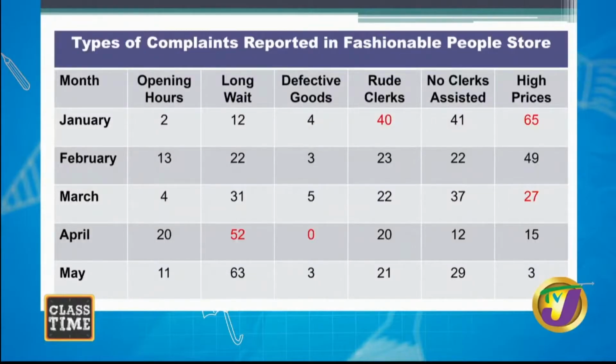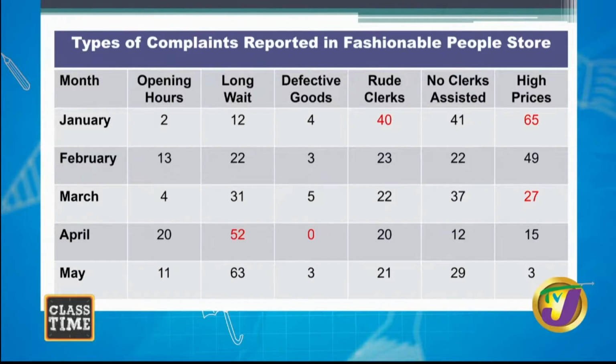So let's have a look at the table now. So we've picked out some of the significant figures. So let's move across. So look at long wait hours. We have highlighted the April figure of 52. Why is that significant though? Look at the other figures in that line. You have 12, 22, 31, 52, then 63. Between 31 and 52, there was a very, very wide gap. And if you look at all the figures on the board, that would be where the greatest increase took place anywhere.